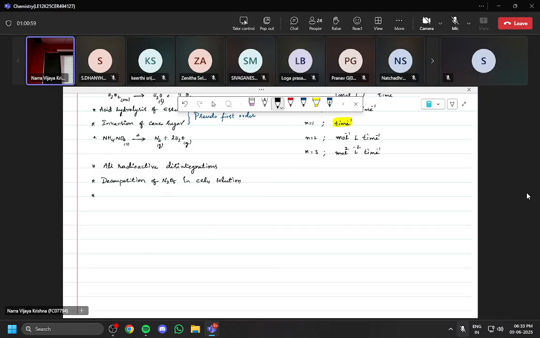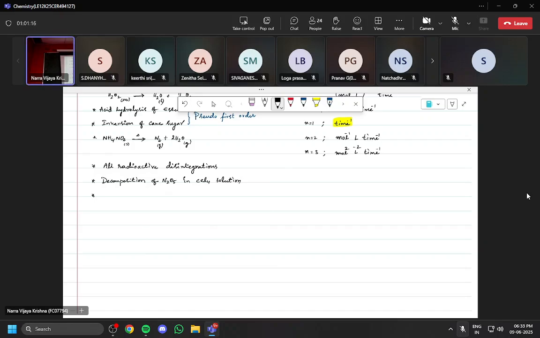Integrated rate equations. Zeroth order reactions are already over. Now we are seeing first order reactions. On page number 7, they gave the rate of radioactive decay, which we need to discuss. Under nuclear chemistry, we will discuss that separately.